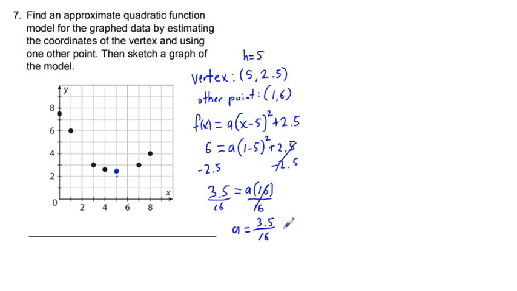And to get rid of that decimal, if we multiply both the numerator and denominator by 2, we're going to get 7 over 32. 7/32. So therefore, our equation is going to be f of x is equal to 7/32 times quantity x minus 5 squared plus 2.5.